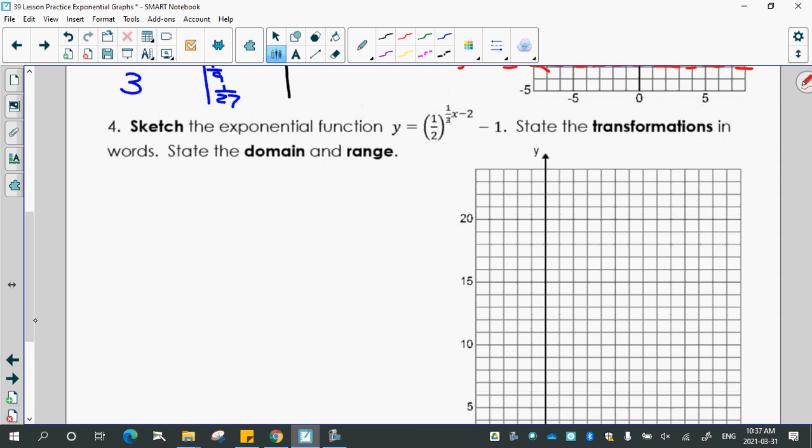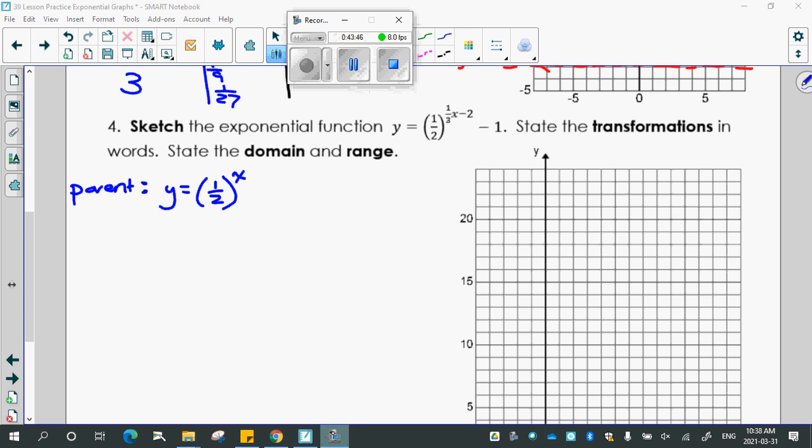Sketch the exponential function y equals 1/2 to the power of 1/3 x minus 2 minus 1. State the transformations in words, state the domain and range. So what is the parent for this one? Y equals 1/2 to the power of x. Good. So I'll let you guys make a table.